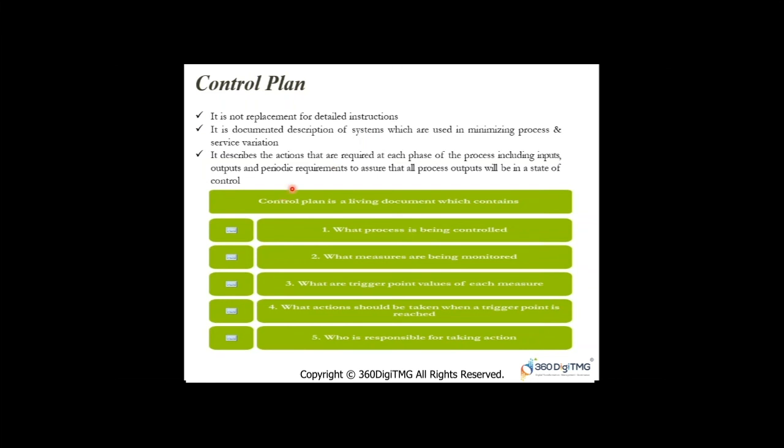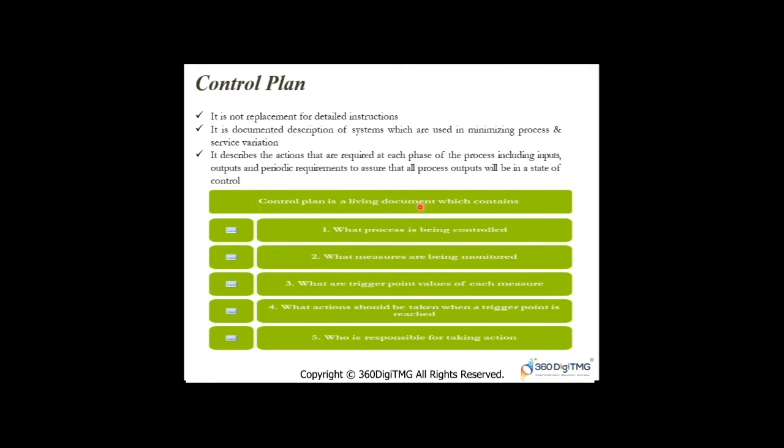It describes the actions that are required at each phase of the process, right? It describes the actions for each of your inputs, each of your outputs, right? And periodic requirements to assure that all process outputs will be in a state of control. All cricket balls that are manufactured should meet the specification limits. The circumference of all cricket balls that are manufactured should be within 224 to 229 mm. That is all about that.